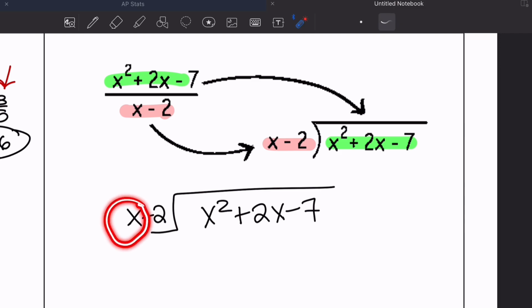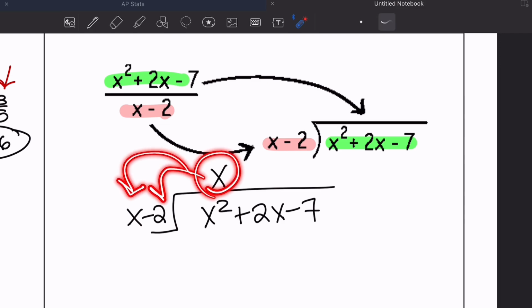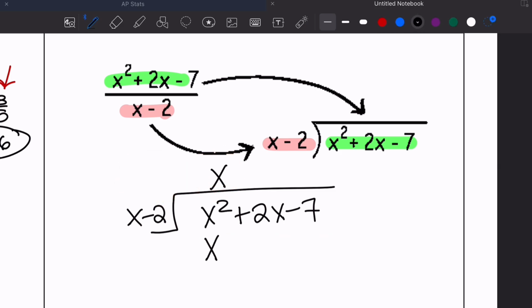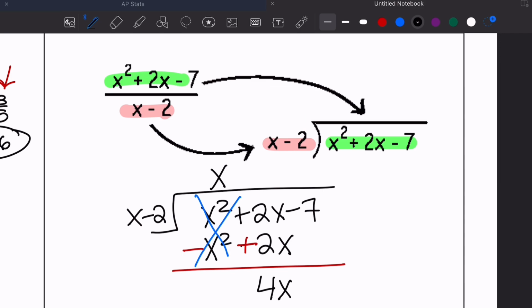We're looking at our first term x and seeing if it can go into x squared. Well, x times x gives me x squared, so then I'm going to take this x and multiply it by the x and the negative 2 and then write it here. So x times x is x squared, x times negative 2 is negative 2x. Before I add down, I change the signs of each of them and then add down. The x squares cancel, and I'm left with 4x, bring down the minus 7.